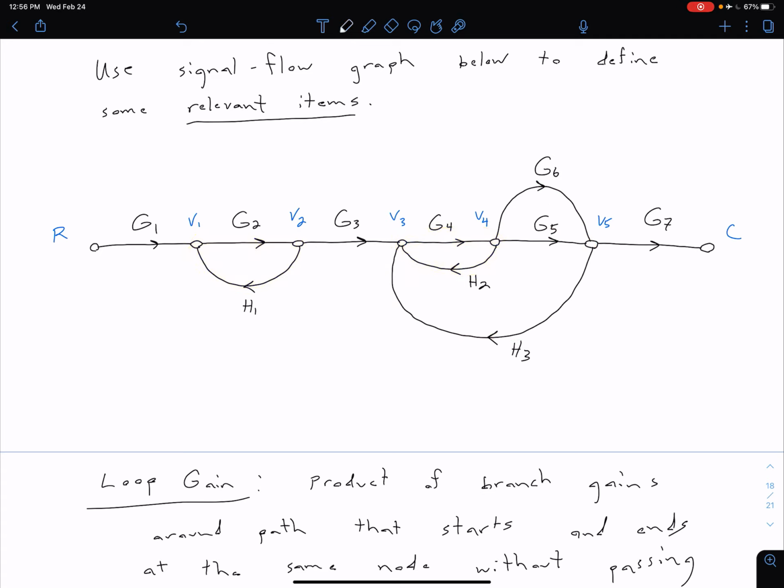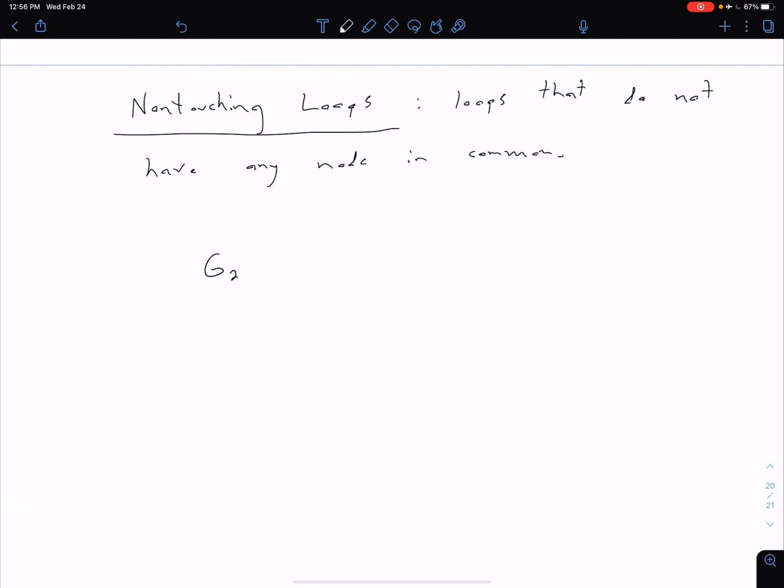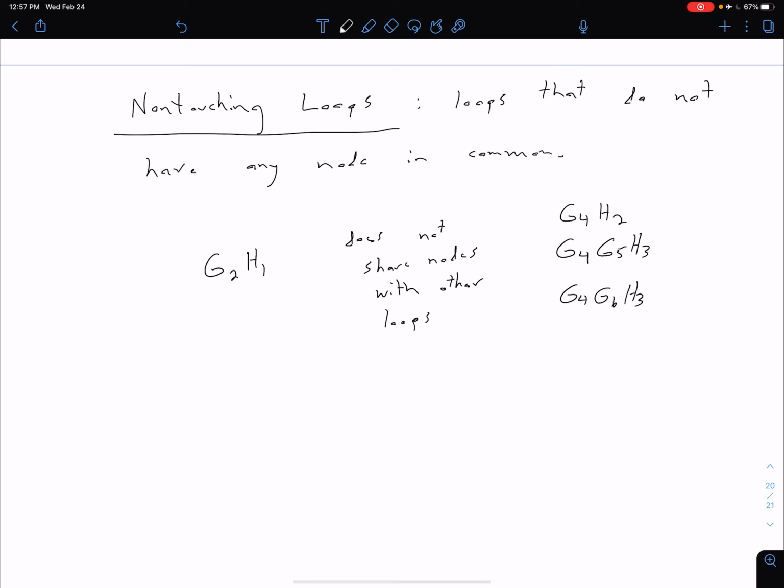So let's go ahead and clear that. In this case, we can say our loop gain L1, which was G2H1, does not share nodes with our other 3 loop gains. And our other loops, we had G4H2, G4G5H3, and G4G6H3.